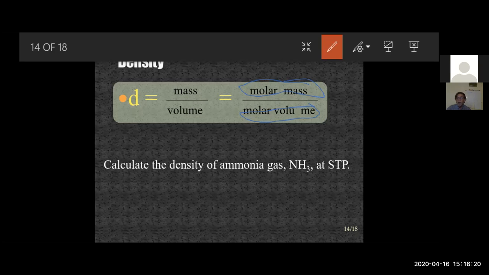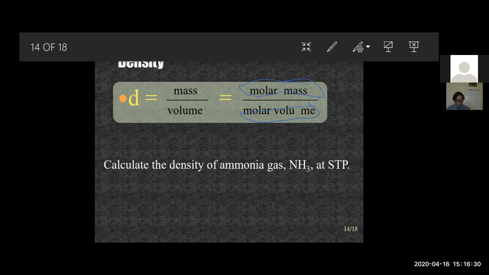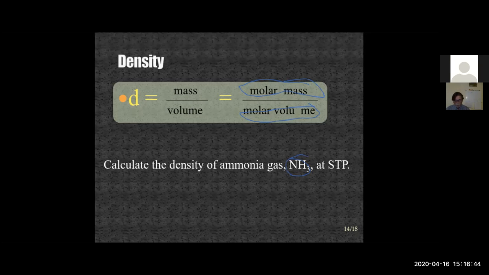The molar mass is simply measuring all the atoms involved with that particular molecule. Here, we're asked to calculate the density of ammonia gas. Here's the formula for ammonia, NH3. We've got to calculate the molar mass for that. 1 nitrogen, 3 hydrogens. Okay. We know the molar volume. We can set that up.